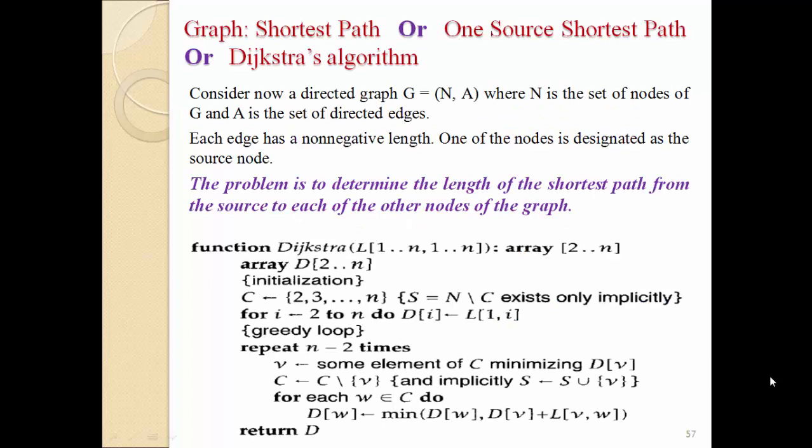First of all, you must understand that this algorithm is basically used to find the shortest path. It is also known as the one source shortest path algorithm, in which we will have only one source and the remaining nodes will be considered as destination nodes. So it is also known as the one source shortest path algorithm, and also as Dijkstra's algorithm to find the shortest path.